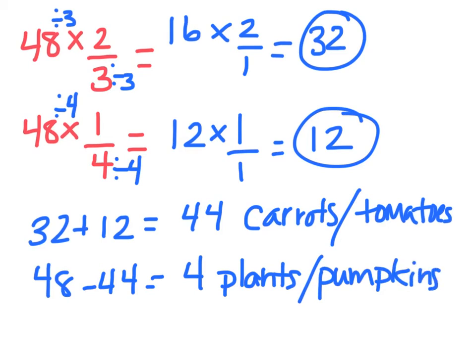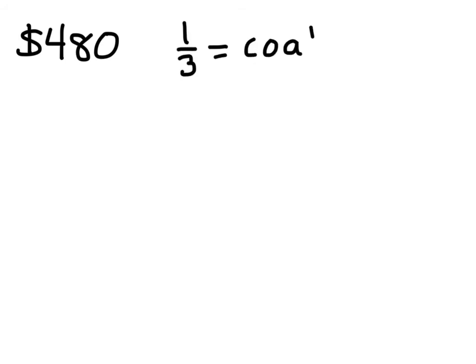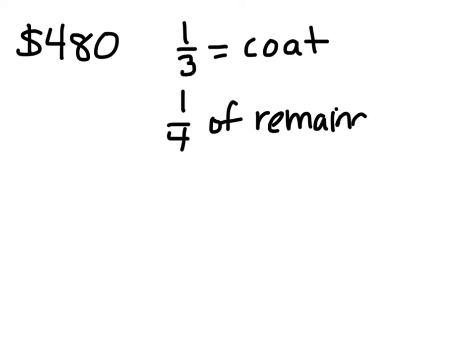All right. Now we're going to move on to a new type of problem which asks us to find the fractional parts of a whole number and its remainder. Here's our problem. Sophia has $480. She uses 1/3 of the money to buy a winter coat, and then she spends 1/4 of the remainder. Oh, here come these problems again. 1/4 of the remainder on boots. How much money does she have left?